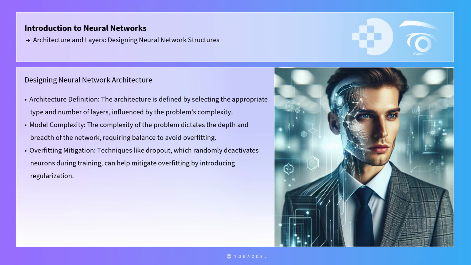Once data is prepared, the architecture is defined by selecting the appropriate type and number of layers. The complexity of the problem dictates the depth and breadth of the network. For instance, simpler tasks may require only a few hidden layers, whereas complex problems like image recognition might benefit from deep architectures with numerous layers. It is essential to balance model complexity with the risk of overfitting, where the network learns noise in the training data instead of underlying patterns. Techniques like dropout, which randomly deactivates neurons during training, can help mitigate overfitting by introducing regularization.